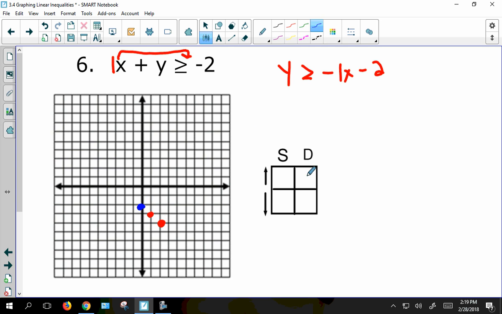So I'm going to fill this in. It's a greater than, and it is a solid. So I'm going to put it right here. It's greater than and solid. It's eating the y. So I put a solid line here with my arrows, and it's eating the y. So where do I shade? Above or below? Above.